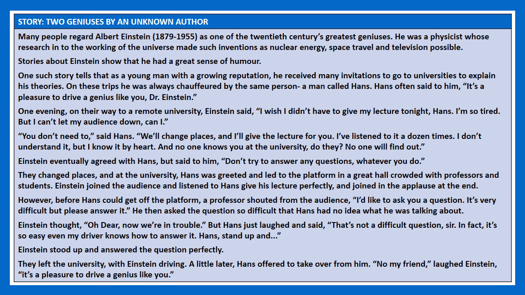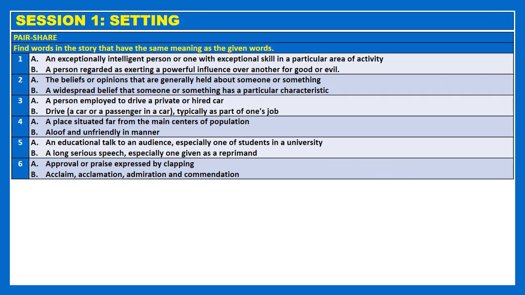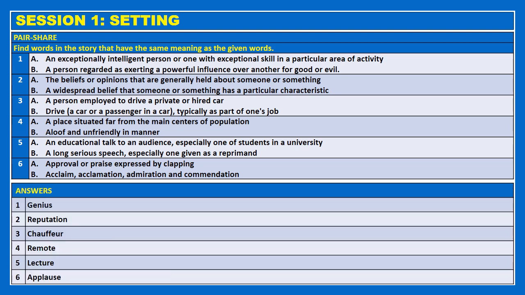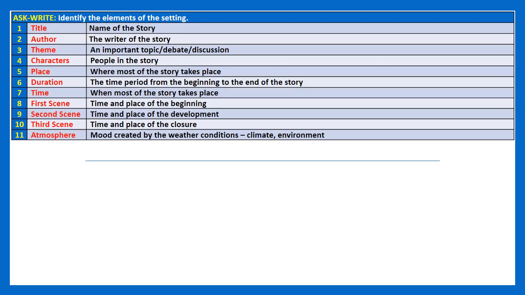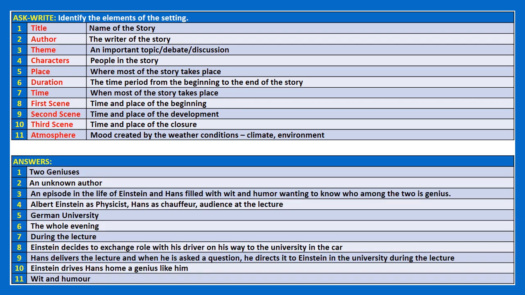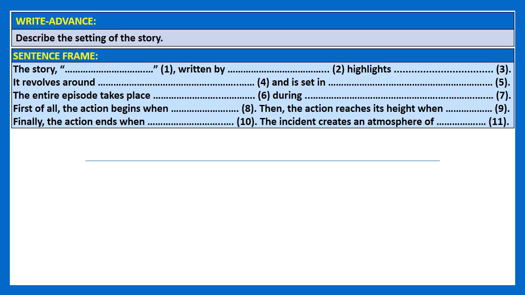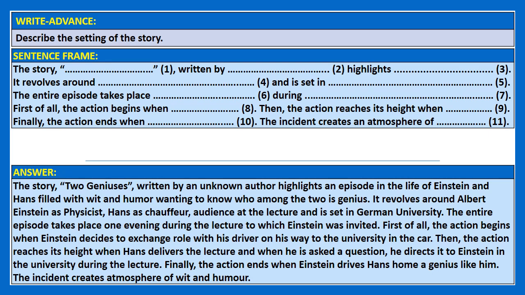Einstein's chauffeur. Session 1 deals with the setting. Find words in the story that have the same meaning as the given words. Identify the elements of the setting such as place, time, and atmosphere. Use the elements of the setting that you have identified to describe the setting. You may use the given sentence frame as a guide.